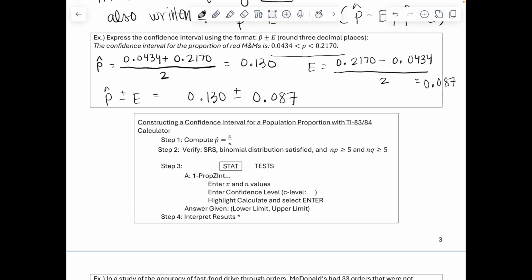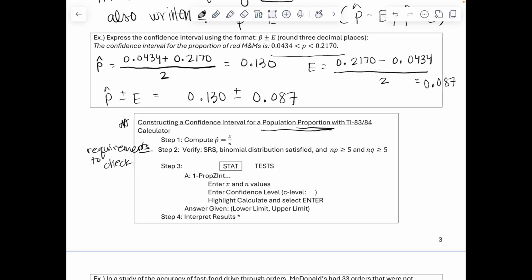Right below, we see constructing a confidence interval for our population proportion using our graphing calculator. This is for proportions and not for means. We'll get to means in the next video. So step 1 is to compute p hat, which is x divided by n. Step 2, you need to verify that it's a simple random sample, the binomial distribution is satisfied, and n times p and n times q are both greater than or equal to 5. So that's what you would have to check.